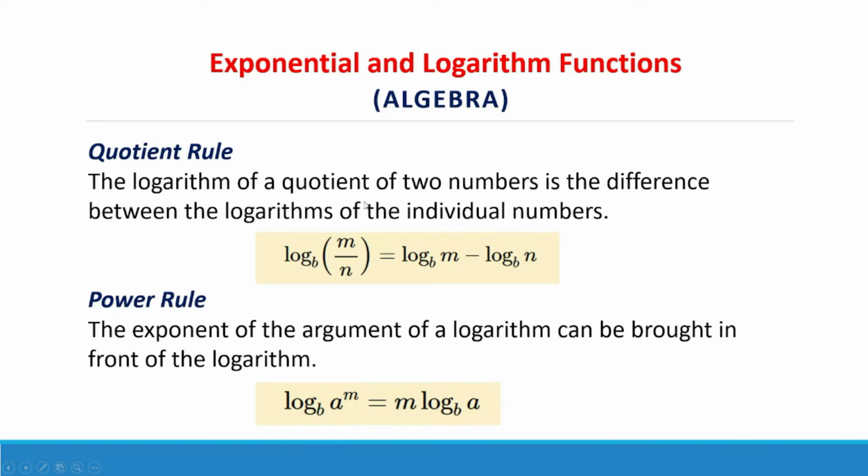Quotient rule. The logarithm of a quotient of two numbers is the difference between the logarithms of the individual numbers. So log of m over n to the base b is equal to log of m to the base b minus log of n to the base b, where the base values are the same. Power rule. The exponent of the argument of a logarithm can be brought in front of the logarithm. So log of a exponent m to the base b is equal to the exponent m times log of a to the base b, and that's the power rule.